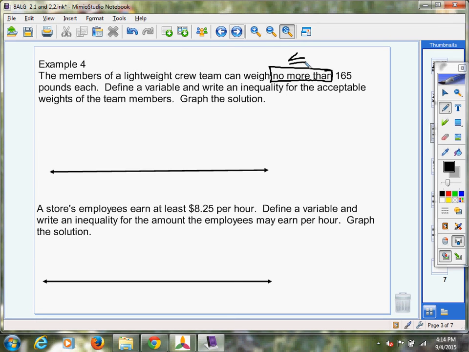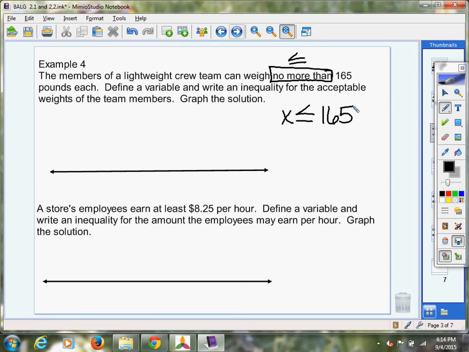So this will be pretty simple. We're going to pick a variable. I'm going to pick X. I just think that's pretty normal. And no more than, so that'd be less than or equal to 165 pounds. Okay? All right, so when you graph it, don't think you have to go by ones or even that you have to start at 0.